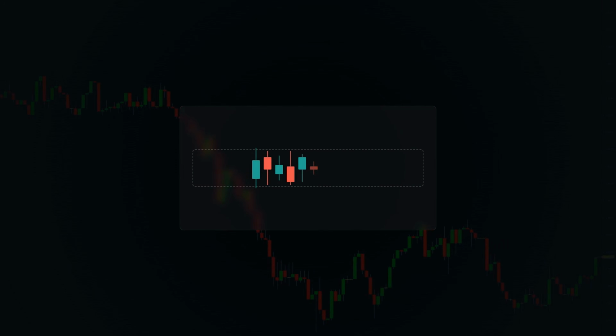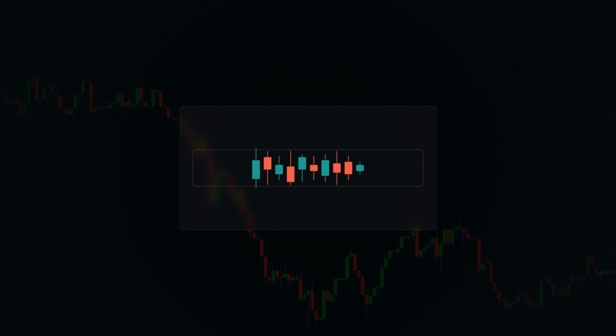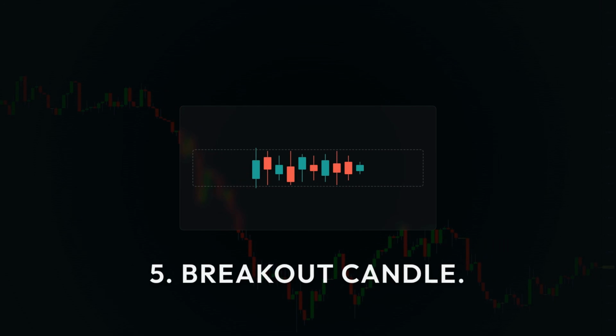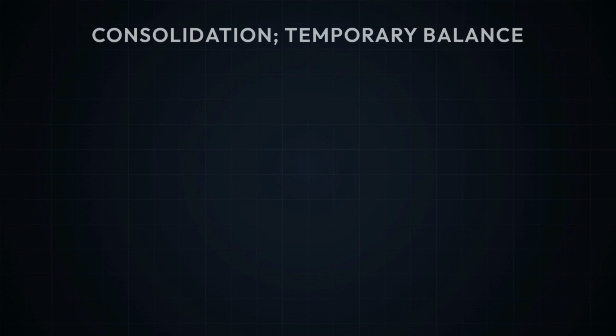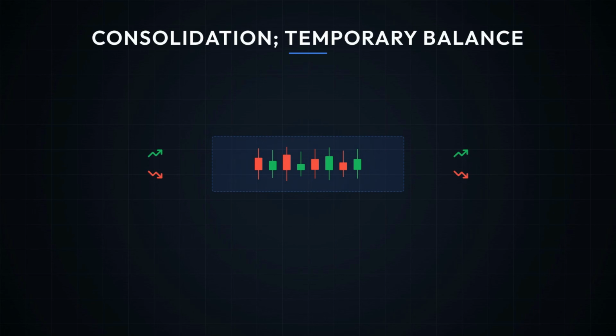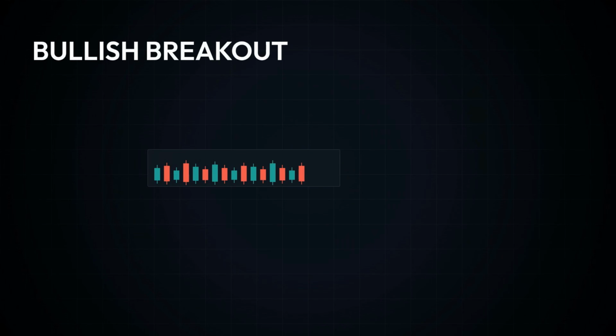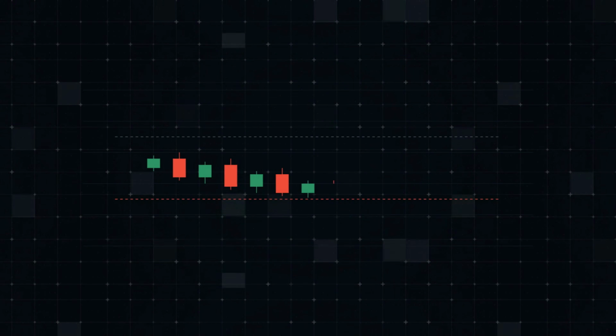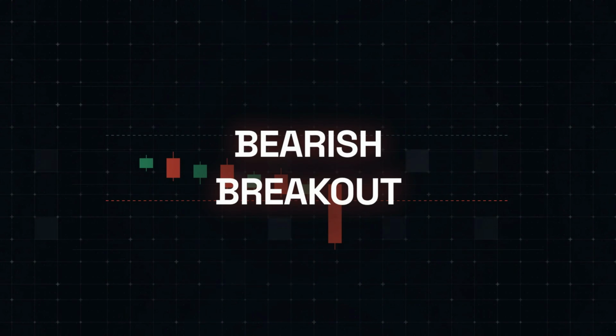Pattern number 5 is probably the easiest one to see visually. The market spends some time unable to decide where it wants to go, and then suddenly one side explodes out of the range. These small candles are called consolidation. Buyers and sellers are temporarily balanced. Then a strong green candle closes above the range. Now we have clear evidence that buyers have broken that temporary balance. If a strong red candle breaks below the range, control may be shifting toward the sellers.